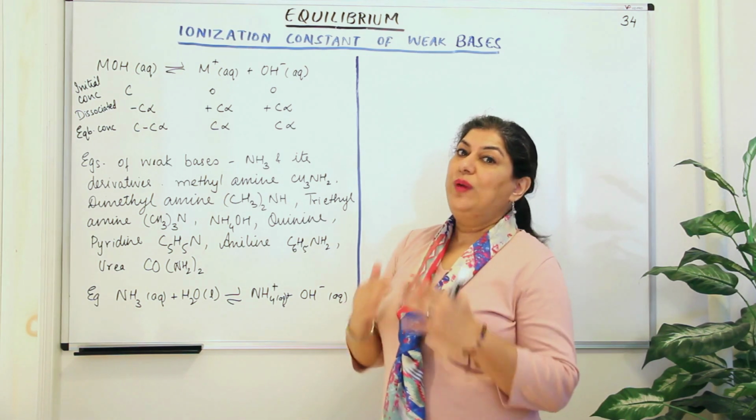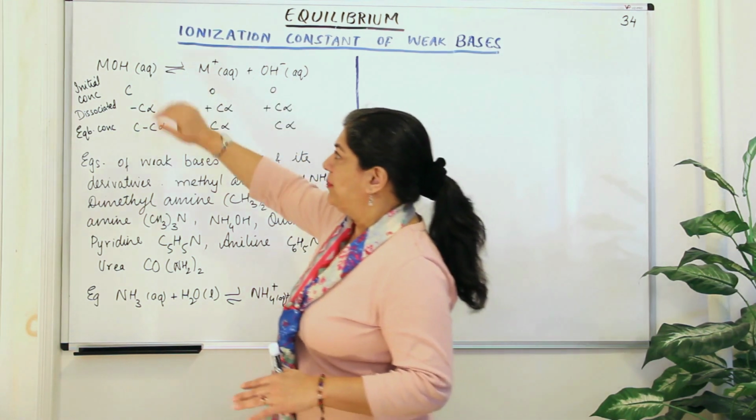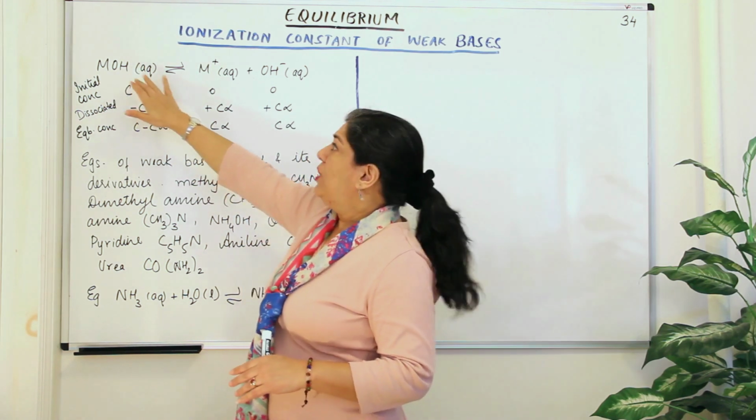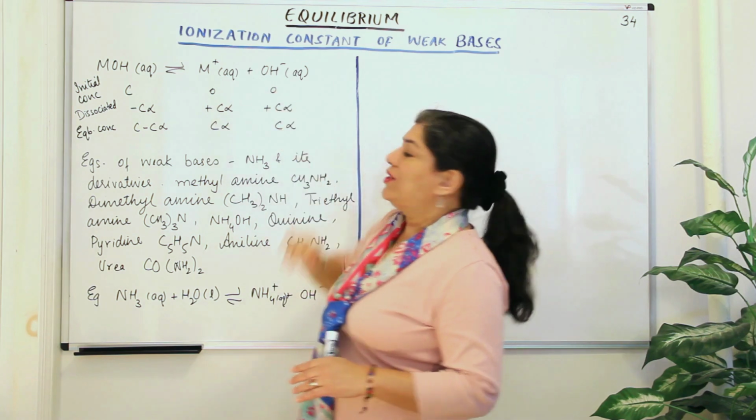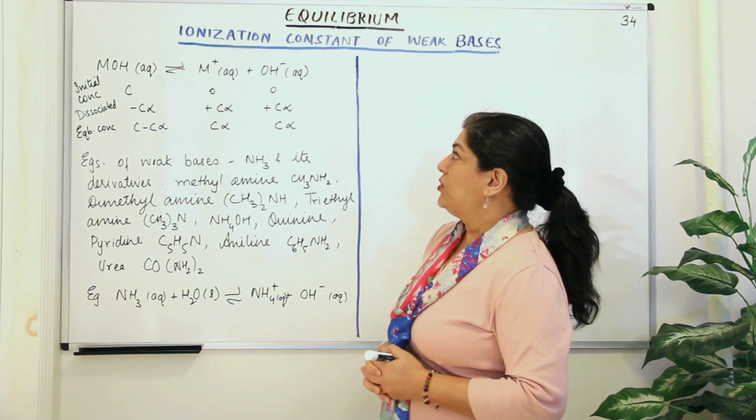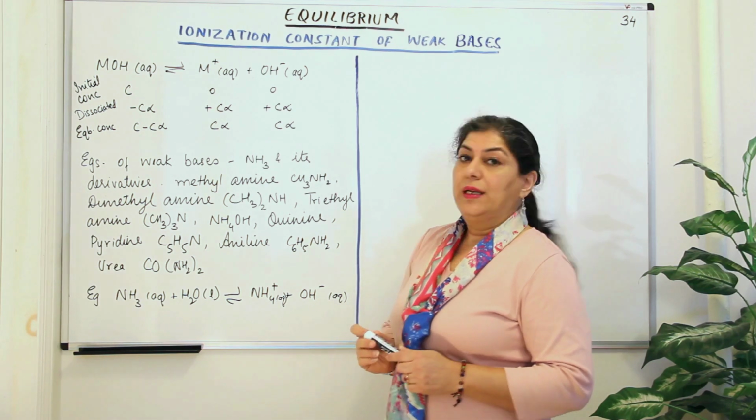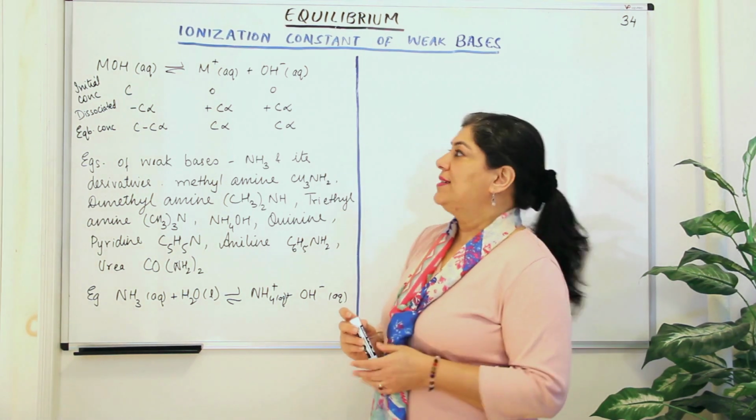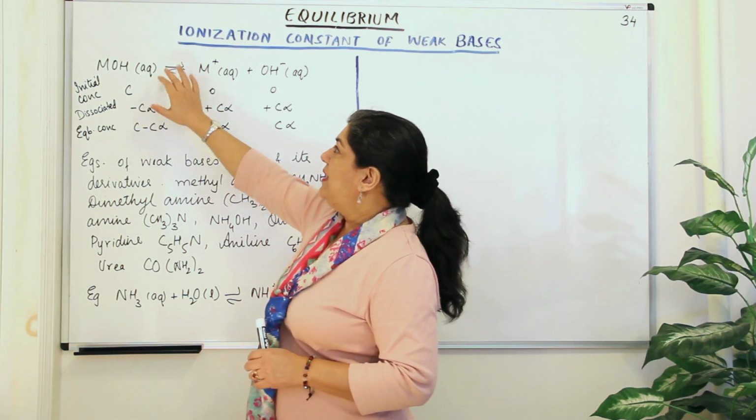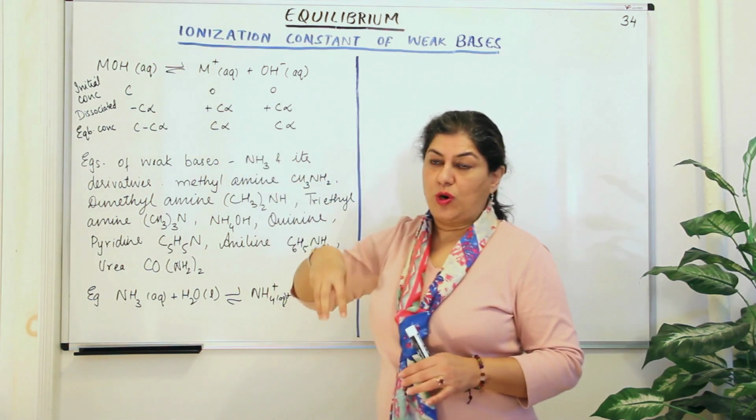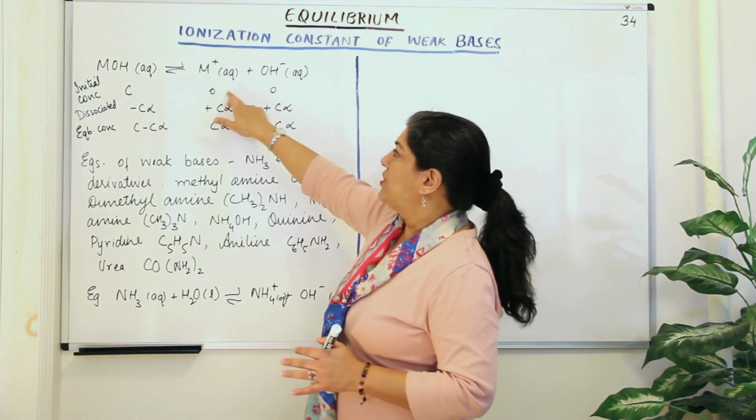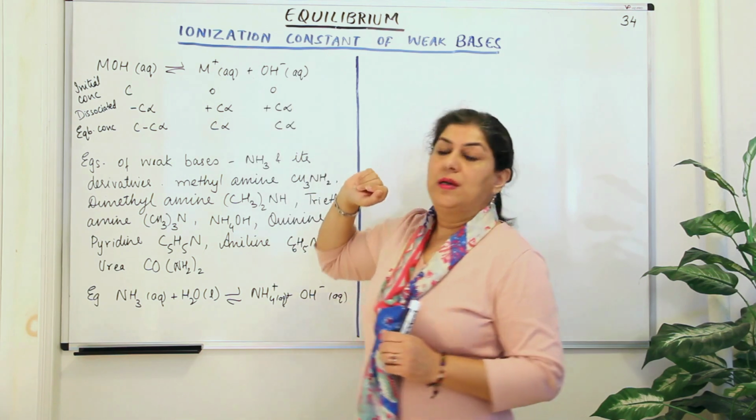And if it is a weak base, it would establish an equilibrium. So this is a weak base, a metallic hydroxide, which dissociates in water to give you M positive and OH negative. Just as we did for weak acids, the initial concentration is taken as C, and initially when you added MOH to water, there was no M positive and OH negative. So their initial concentrations were zero.